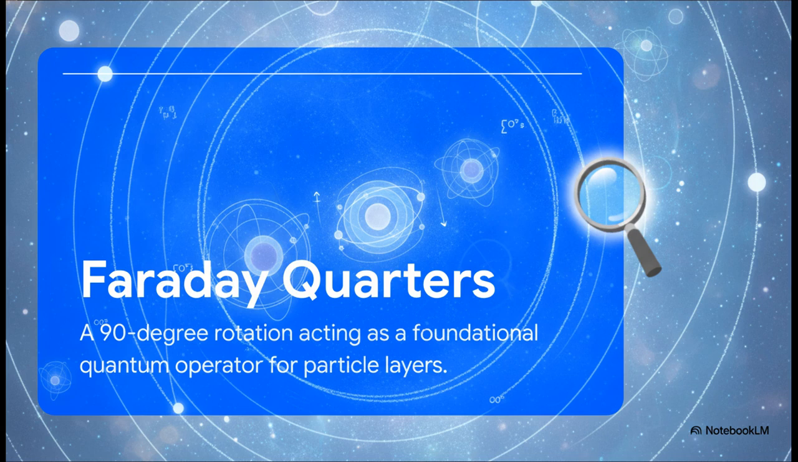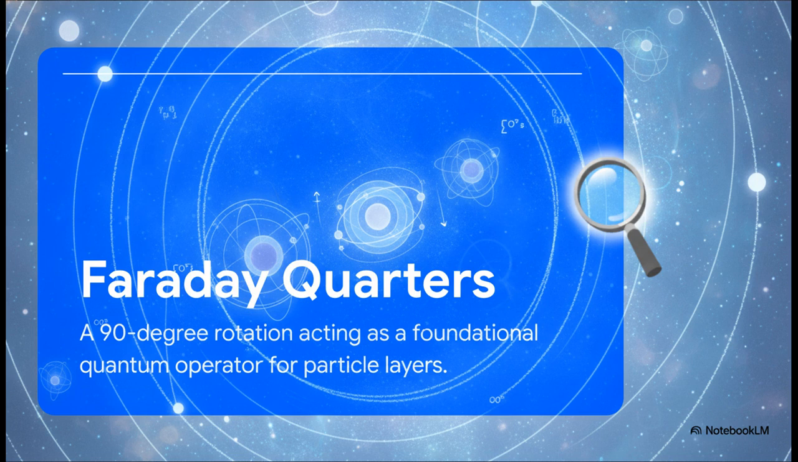All right, let's talk about this really fascinating concept called Faraday quarters. So in classical physics, Michael Faraday figured out that electromagnetic fields can rotate in quarter turns, basically 90-degree shifts. But Dr. Rihan takes this classical idea and totally elevates it. In his model, a Faraday quarter isn't just some mathematical quirk. It's a fundamental quantum operator. It's literally the physical, mechanical engine driving reality. It's like an instruction from the universe saying, hey, take this physical layer of an atom and turn it exactly 90 degrees.